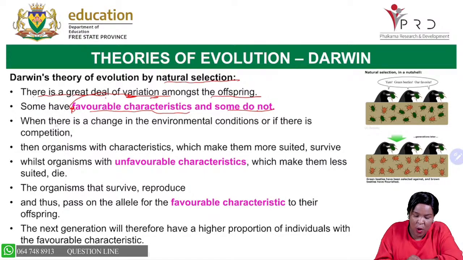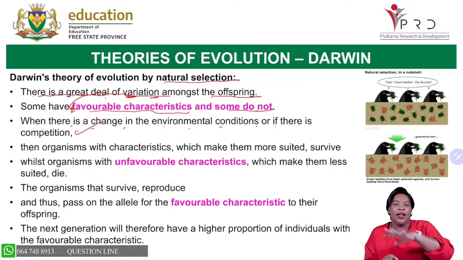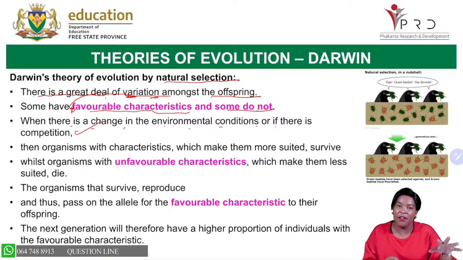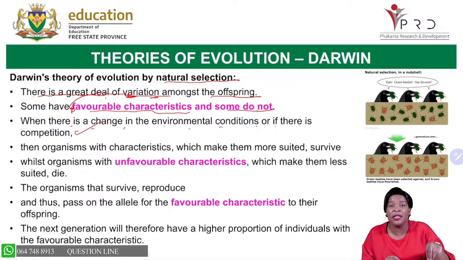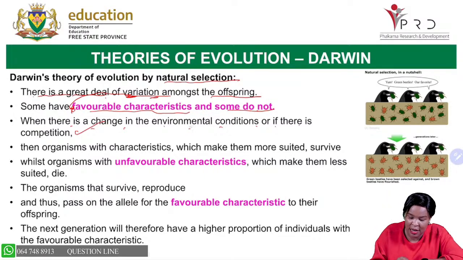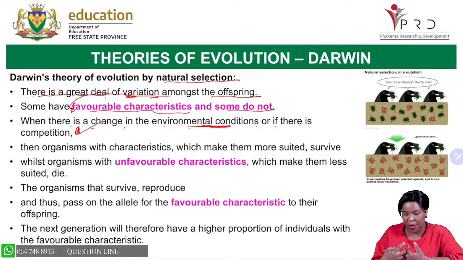Then, when there is a change in the environmental conditions, or if there is competition, so now you say everything was okay, there was variation, some had favorable characteristics for that particular environment, some did not. Then that environment changes. Now you are disturbing the situation. When there are different environmental conditions, or when there is competition, you can just imagine what is going to happen.